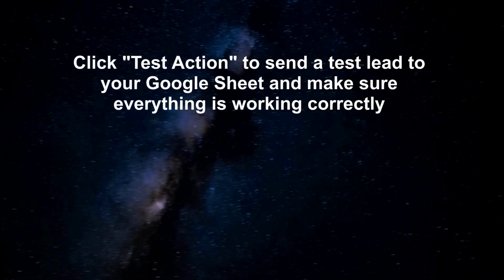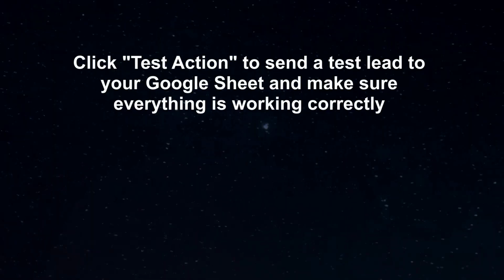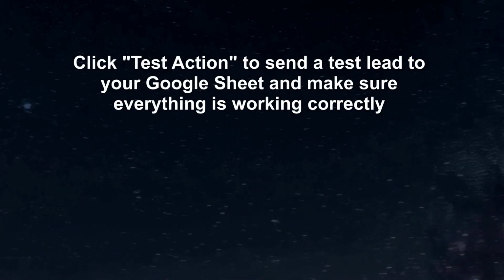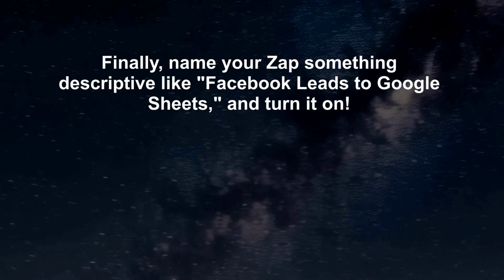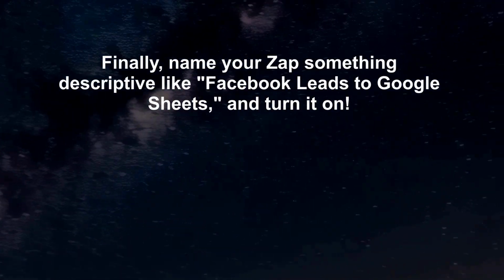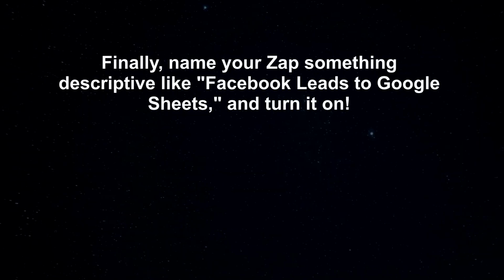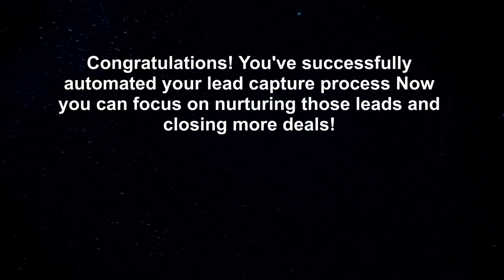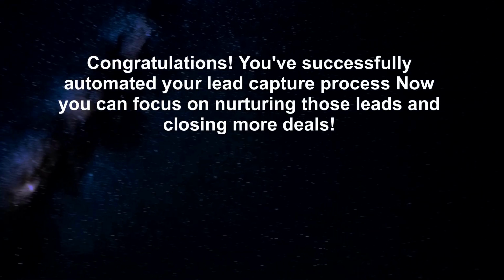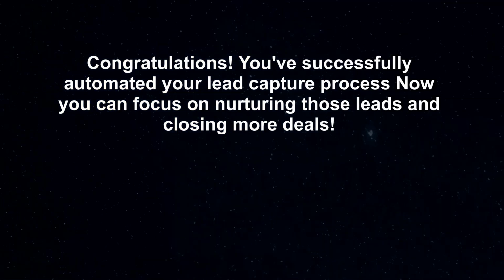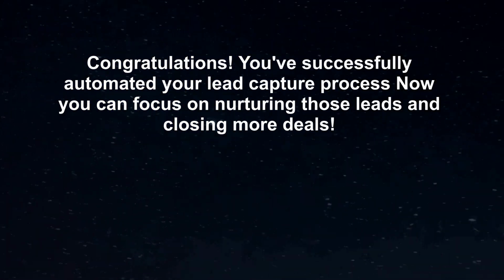Click Test Action to send a test lead to your Google Sheet and make sure everything is working correctly. Finally, name your Zap something descriptive like Facebook leads to Google Sheets and turn it on. Congratulations! You've successfully automated your lead capture process. Now you can focus on nurturing those leads and closing more deals.